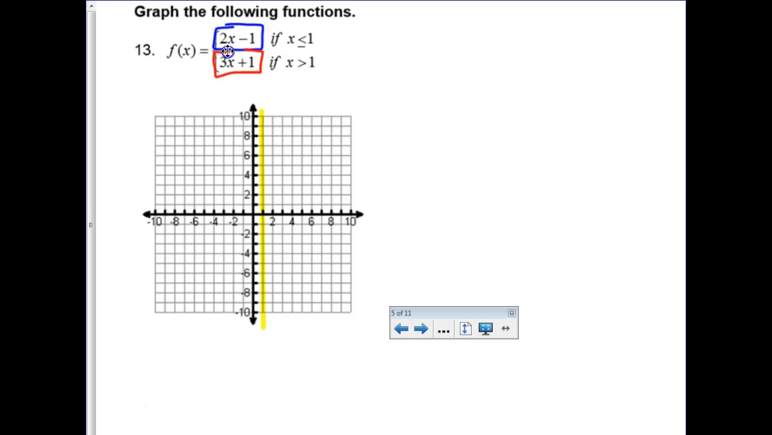So this top function, 2x minus 1, only exists for x's that are less than, ignore the equal to for a minute, less than 1. So which side of my yellow line are we on if it's less than 1? The left side over here. Good. So this blue function, which is y equals 2x minus 1, is going to exist only over here.